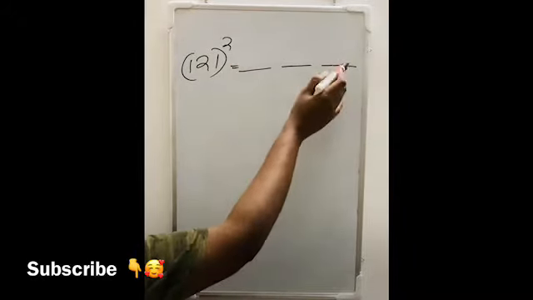And the middle term is very easy. Just multiply 2 into this 12, because we took the square of this 12. So just take that 12 and 1 and multiply: 2 into 12 into 1. Hope you understood.